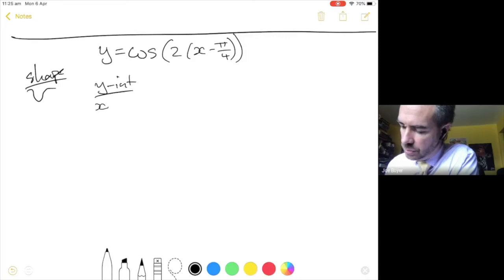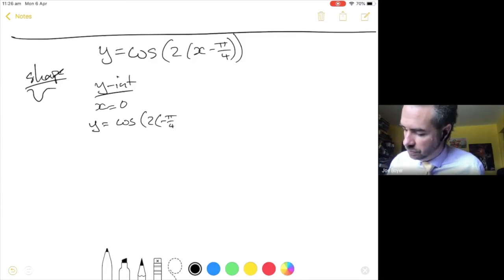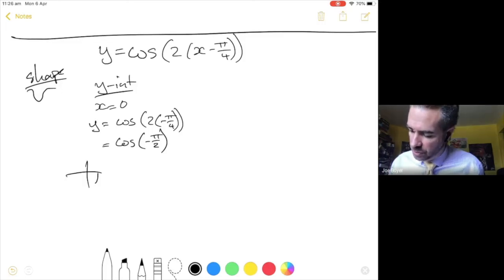The y-intercept occurs when x is equal to 0. And so when x is equal to 0, y is equal to cos of 2 times 0 take pi on 4, which is 2 times negative pi on 4, which is equal to cos of negative pi on 2. What is negative pi on 2? Well, negative pi on 2 means we've gone down there and we've got a cos value of 0 at that point. So that's equal to 0.